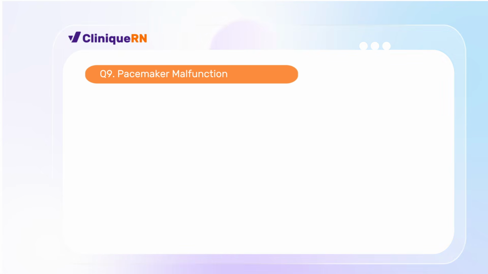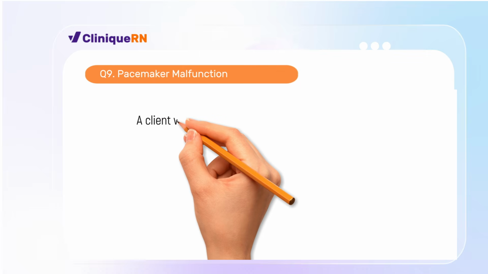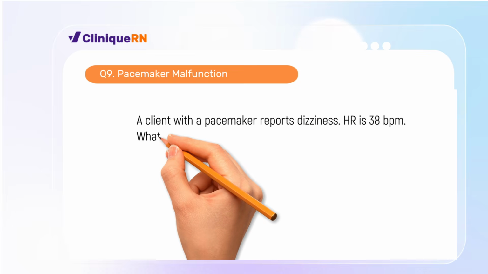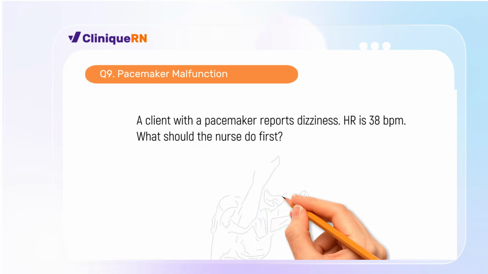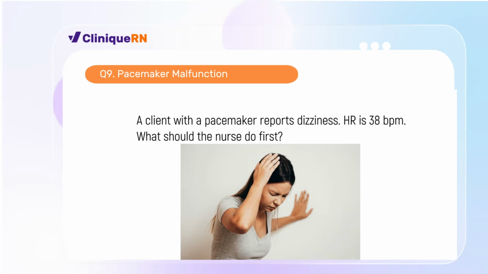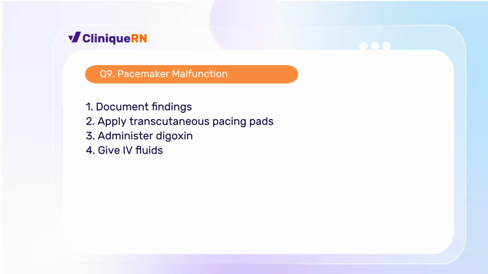Question 9. Pacemaker malfunction. A client with a pacemaker reports dizziness. HR is 38 beats per minute. What should the nurse do first? 1. Document findings. 2. Apply transcutaneous pacing pads. 3. Administer digoxin. 4. Give IV fluids.